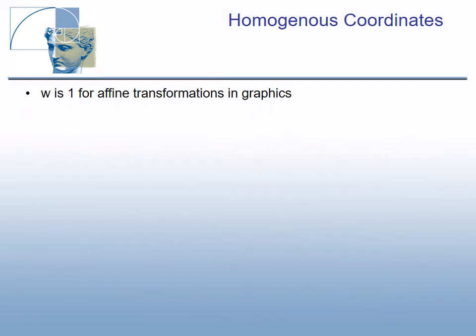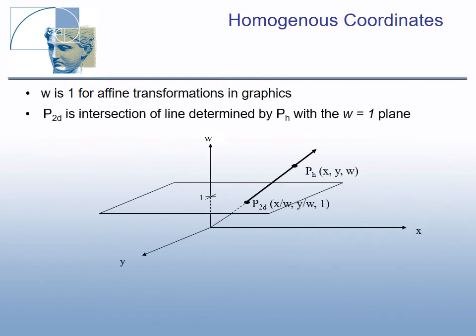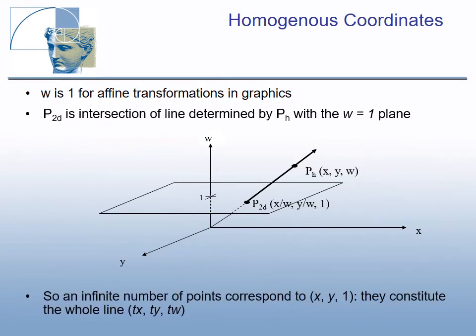This is just an interpretation of homogeneous coordinates in x, y, w space. The point x, y, 1 on the plane w equals 1 corresponds to the line xw, yw, w in space. The point with coordinates x, y here is a point in 2D, to which we added the extra coordinate.